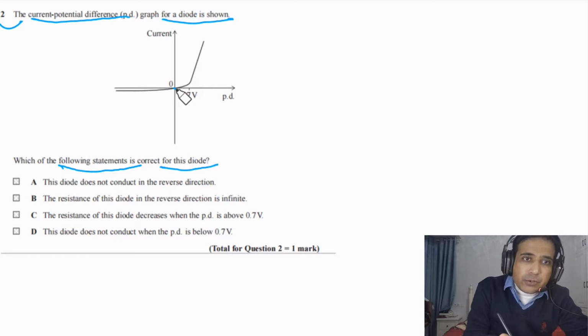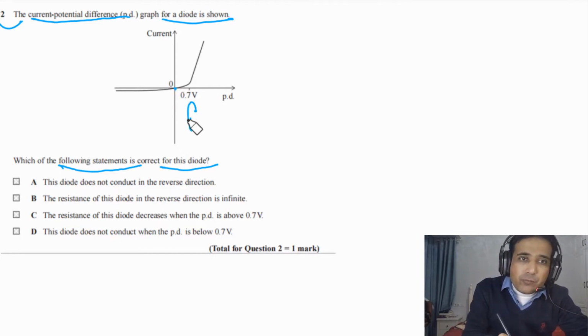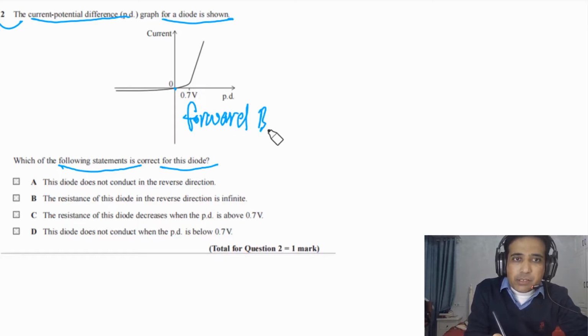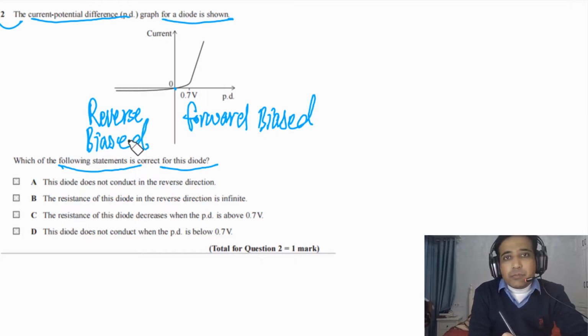First thing we need to understand, in this direction, to the right, we call this forward biased. Forward direction you can say, or simply you can say this is forward biased, and to the left is reverse biased. So these terms are very important.